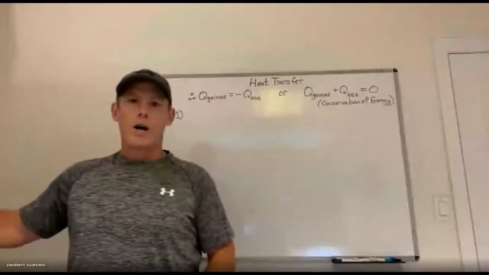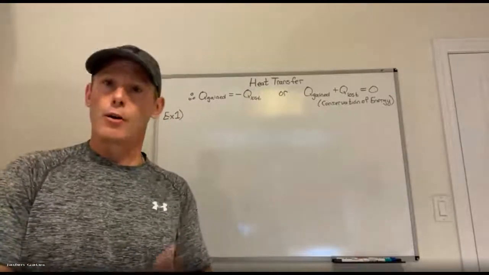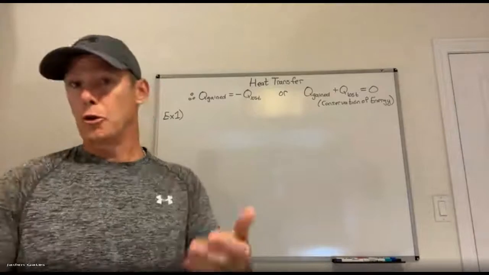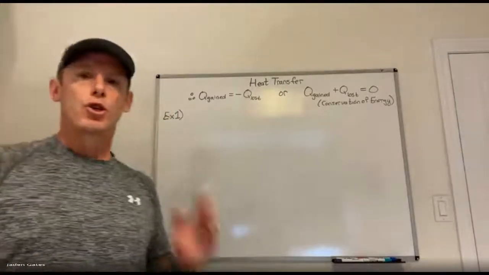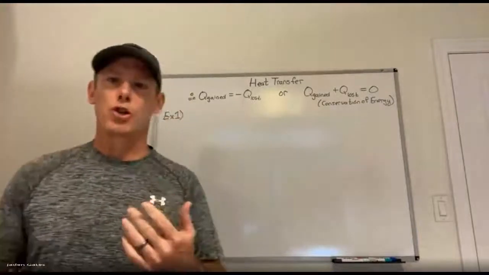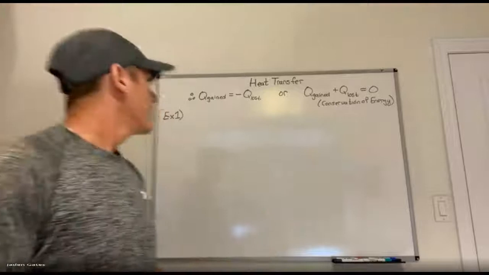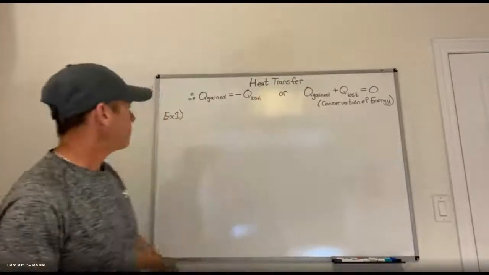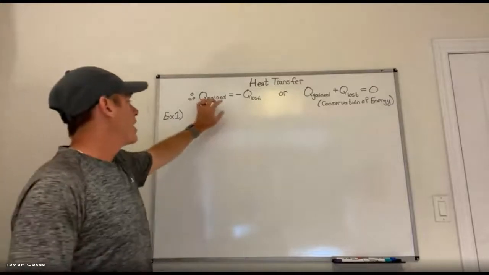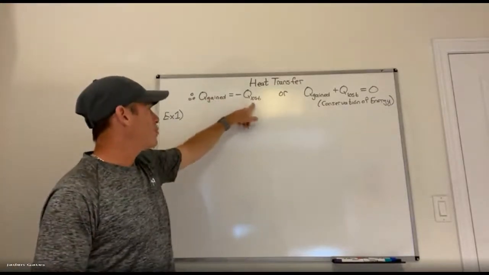All right, so earlier today we looked at calculating heat, the amount of thermal energy that an object could either lose or gain, because that can happen. And now what we're going to do is look at when two objects interact with each other, and one is hot, one is cold. And so what we're going to look at is when you're dealing with heat transfer, the amount of energy that is gained is equal to the amount of energy that's lost.